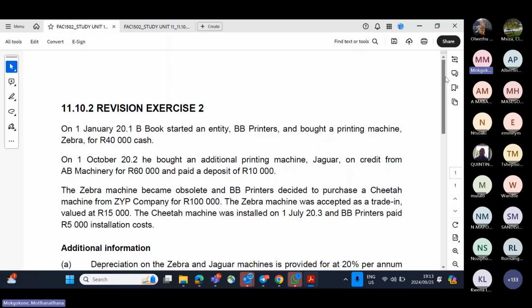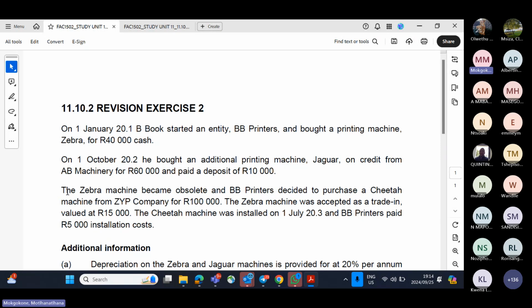And they're saying we paid a deposit of 10,000. Deposit is an upfront payment, which will be treated as a liability. It will not form part of the cost. Maybe the question says determine the cost price of the machinery. Remember, we said cost price is purchase price, less your trade discount, and you add your installation cost. You less your interest cost. You less your maintenance cost. This deposit will not form part of the cost price of the machinery.